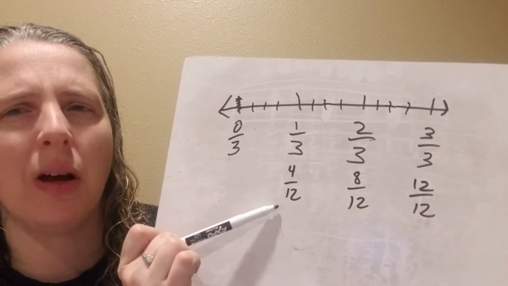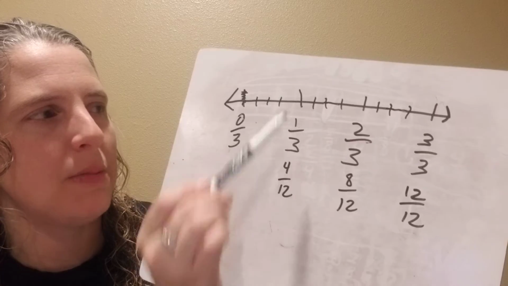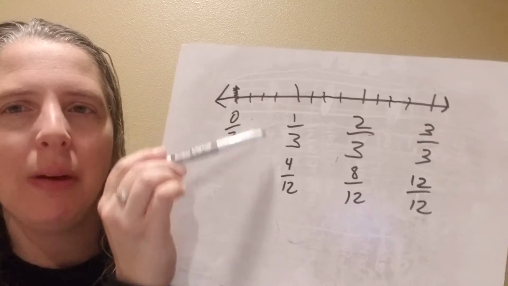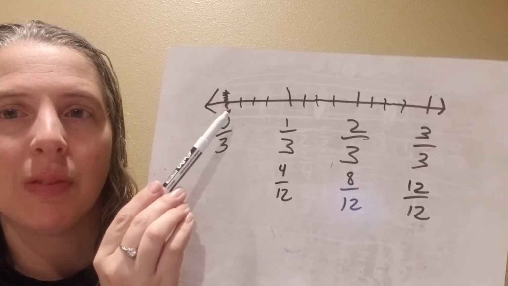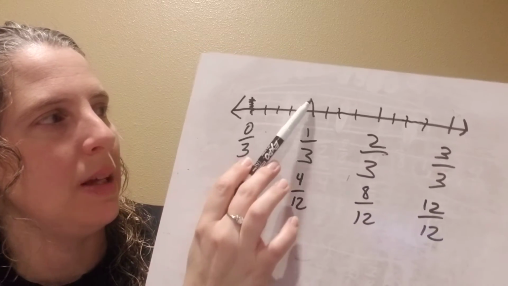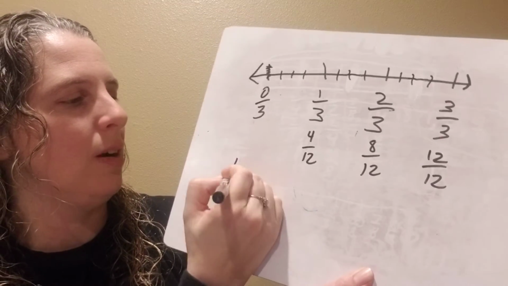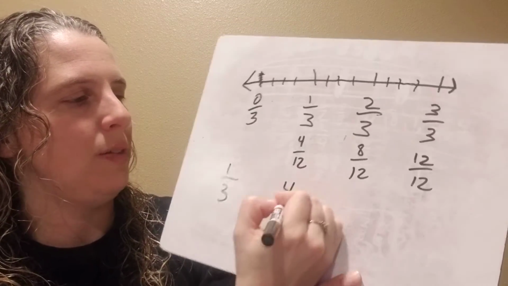1/3 and 4 12s. How did we get there? These are equal fractions. They're the same spot on the line. How do we get there? We broke it down into how many pieces? Instead of 1 piece, now we have 4 pieces. So underneath, I want you to write 1/3, 4 12ths.